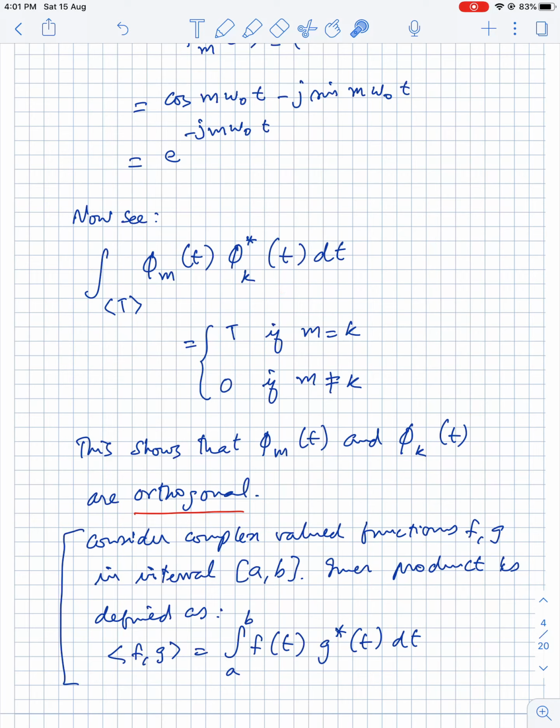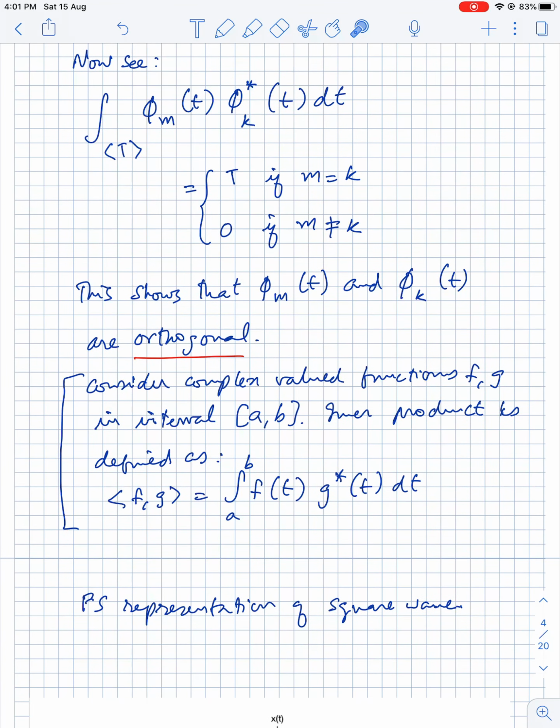Just like two vectors x and y are orthogonal if the dot product x dot y is equal to 0, in the same way we say that two functions are orthogonal if their inner product is equal to 0. Basically, two different complex exponentials in the harmonically related set are orthogonal because their inner product is equal to 0.